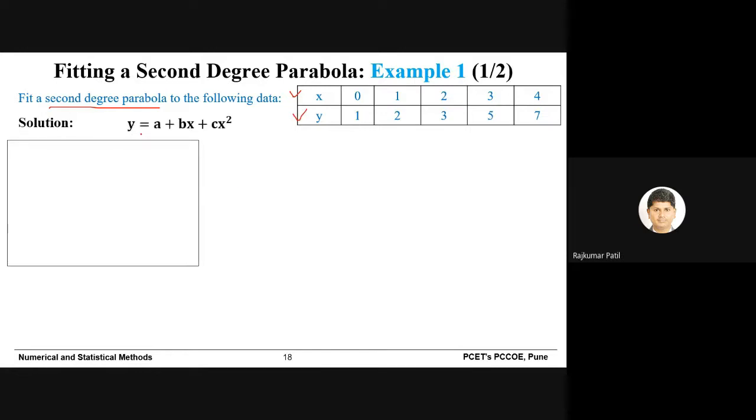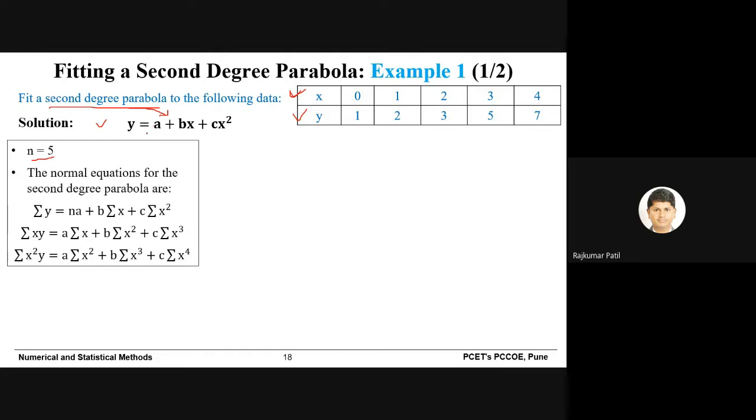Now we know that in this problem the second degree parabola equation is not given to you, and here you need to write that equation. Y is equal to a plus bx plus c x square. So you need to memorize this equation, right? Now once you do that, you need to go ahead. So number of data points are 5, so n equal to 5. Now for parabolic equation there are three unknowns, so we need to write three normal equations. So these are the three equations that we already saw in the previous slide.